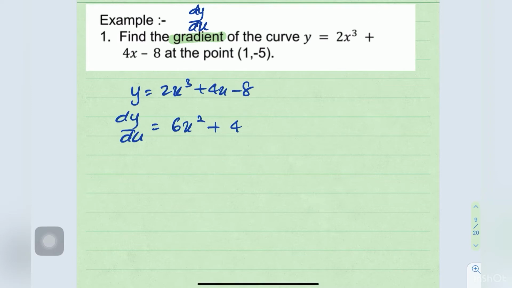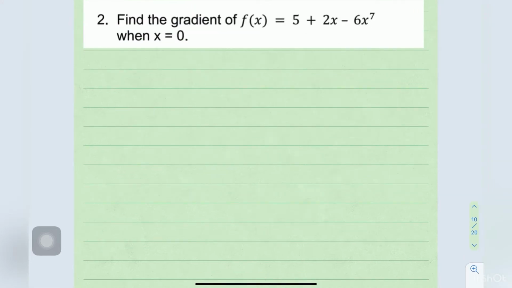Here the given point is (1, -5). This is the coordinate of x and y. So we substitute the x coordinate into dy/dx. We get 6 times 1 squared plus 4 equals 10. So the gradient of the curve is 10 at the point (1, -5).